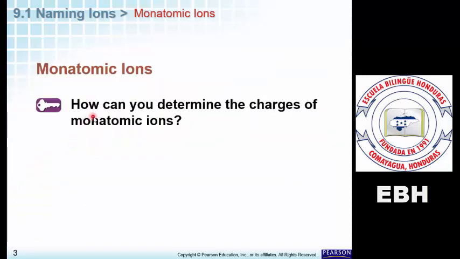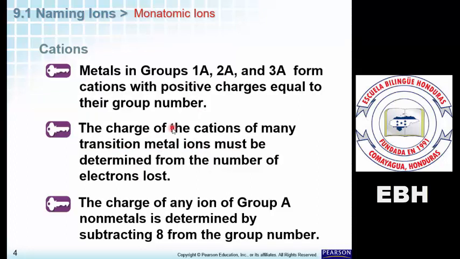Okay, the key concept is in your book too. How can you determine the charge of monatomic ions? Another key concept: metals in Groups 1A, 2A, and 3A form cations with a positive charge equal to their group number. Over here, guys, remember in this lesson you have to use the periodic table again.